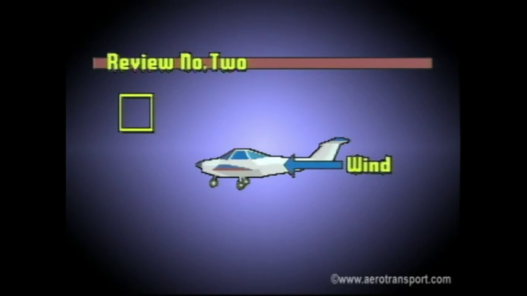You are flying downwind at a low level and in a strong wind. What illusion may be experienced, and why could this be dangerous?